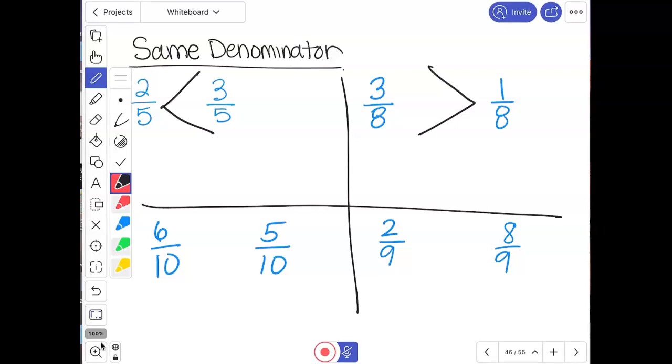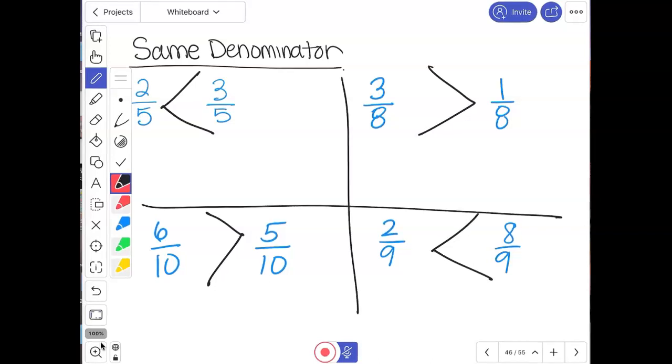6/10 and 5/10. Both tenths, so I just look upstairs at that numerator. 6 is greater than 5. Pause now, do that last one on your own, and then unpause to check your answer. I know that 2 is less than 8, so 2/9 is less than 8/9. All right, let's move on.